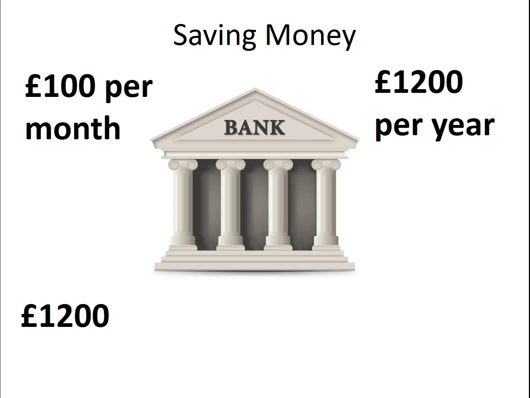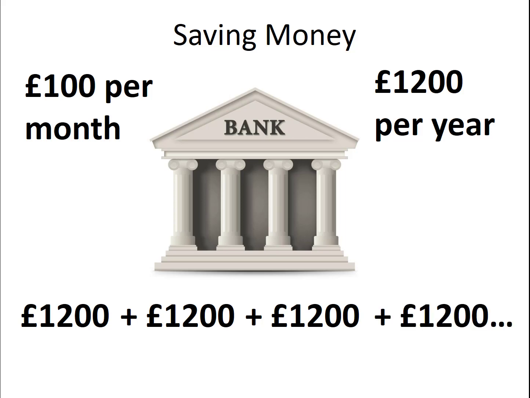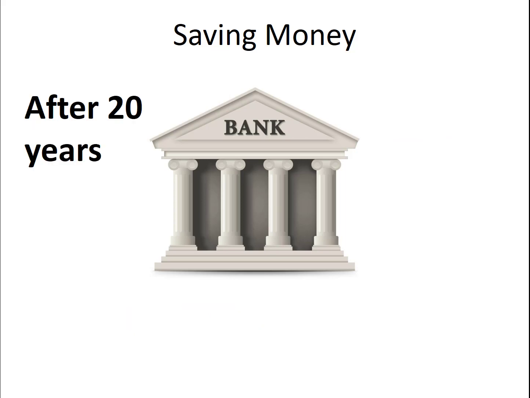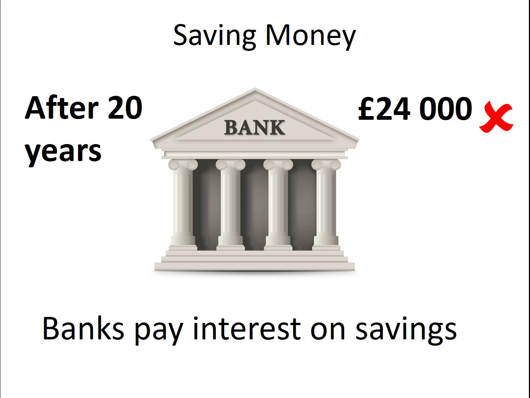If you did this, you'll put in £1,200 the first year, £1,200 the second year, £1,200 the third year, the fourth year, and so on, until after 20 years you have the grand total of £24,000 in the bank. Only you wouldn't. You really should have a bit more than that, because banks pay interest on your savings. We're now going to look at how to model that using a spreadsheet.